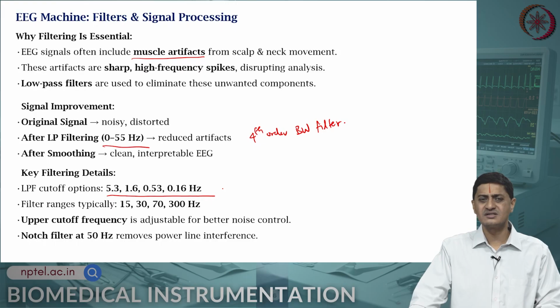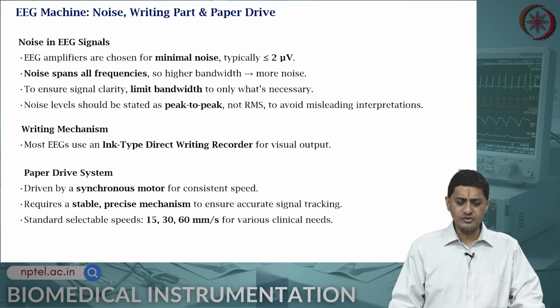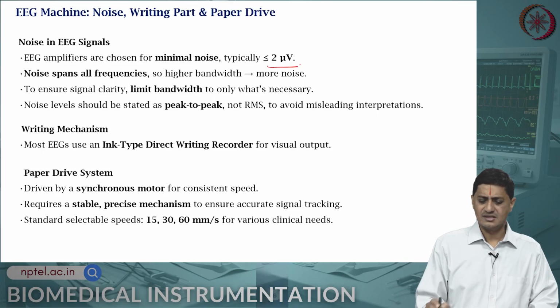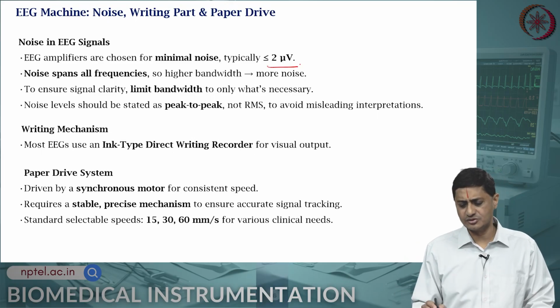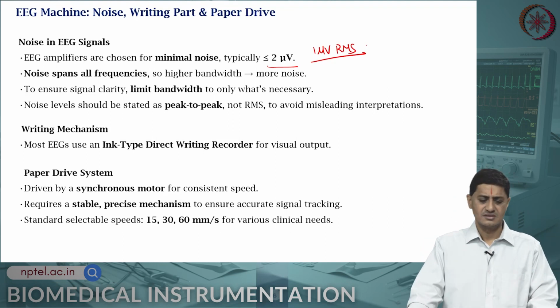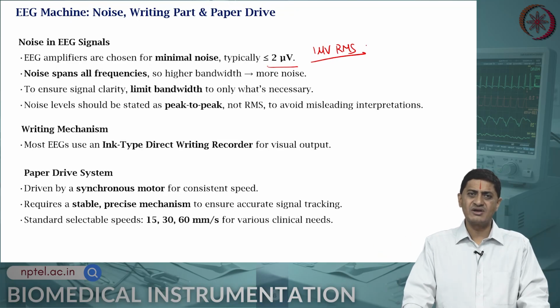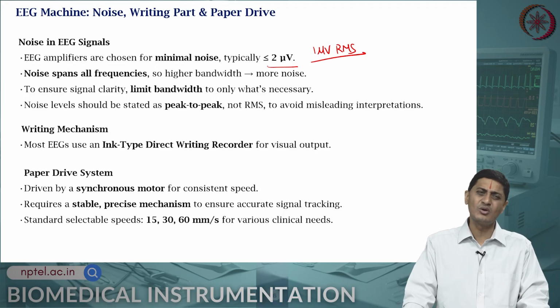Notch filter at 50 hertz essentially removes the power line interference. You want to minimize the noise, typically to less than or equal to 2 microvolts. I already mentioned 1 microvolt RMS is the acceptable noise. Remember, noise will span all frequencies. So, if you have higher bandwidth, that means that there will be more noise.